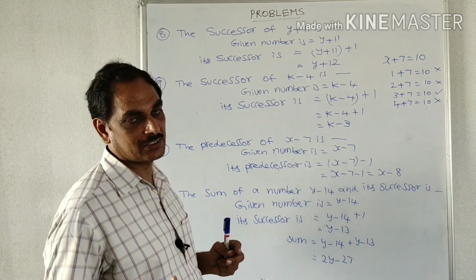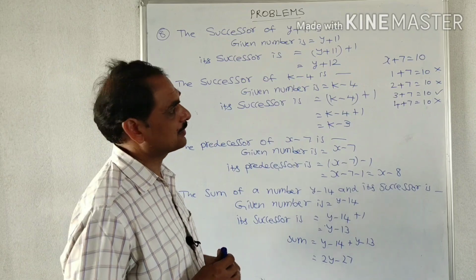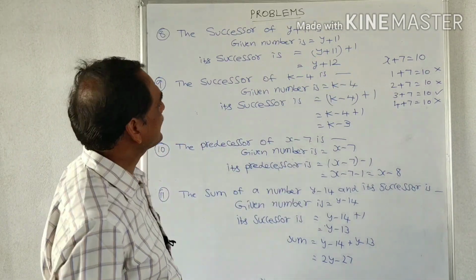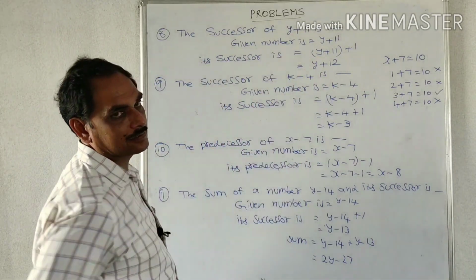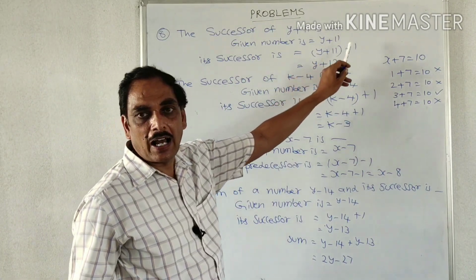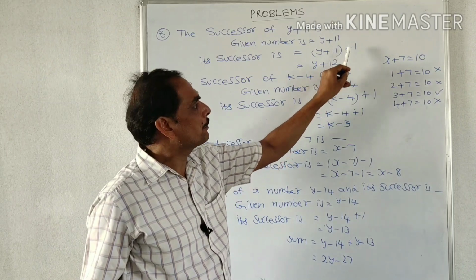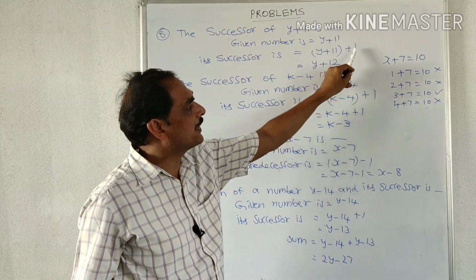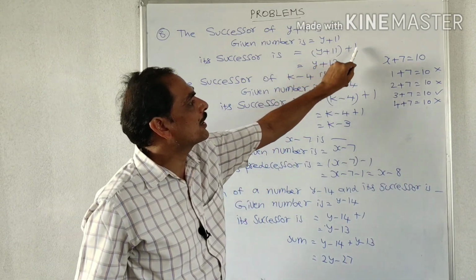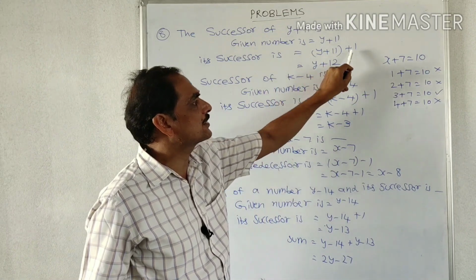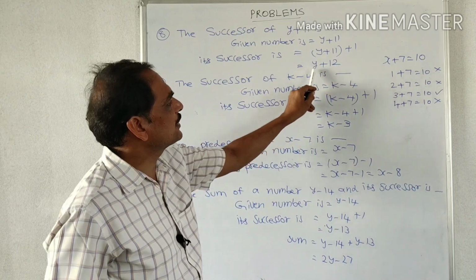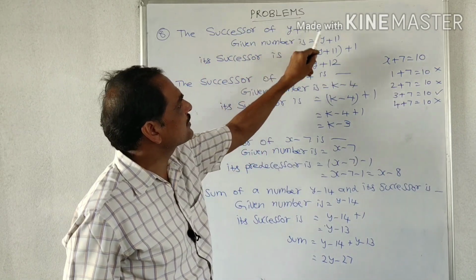So we can discuss this in the next topics. Now the given number is y plus 11. Next, the successor of y plus 11: successor means add 1 to the number, y plus 11 plus 1. We add like terms only. Y is a variable and 11 and 1 are constants. So we add only the constants 11 and 1. 11 plus 1 is 12. Y plus 12 is the successor of y plus 11.